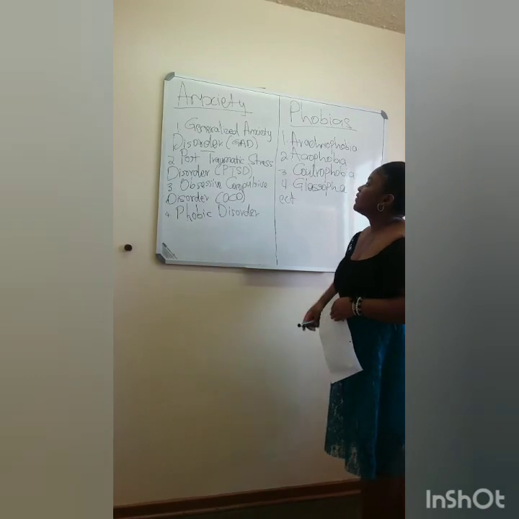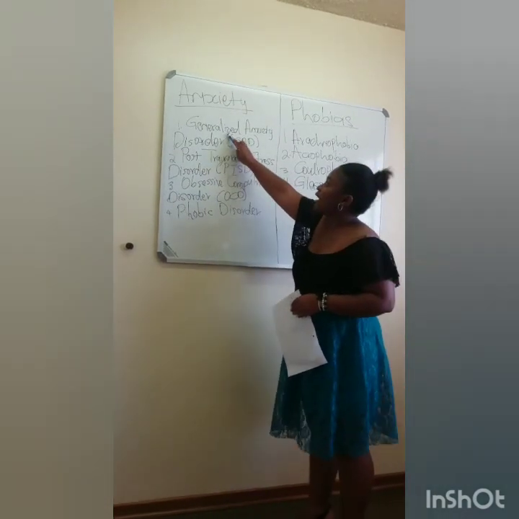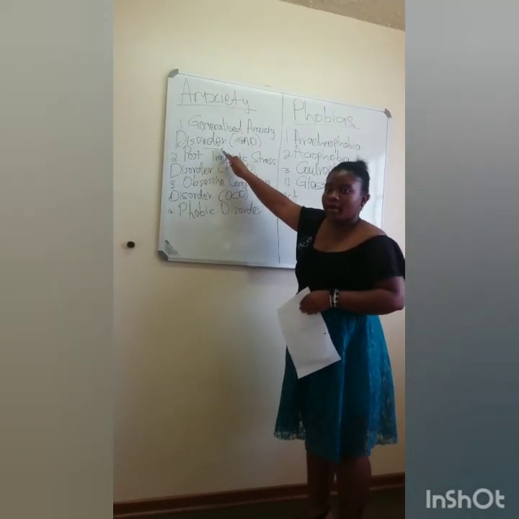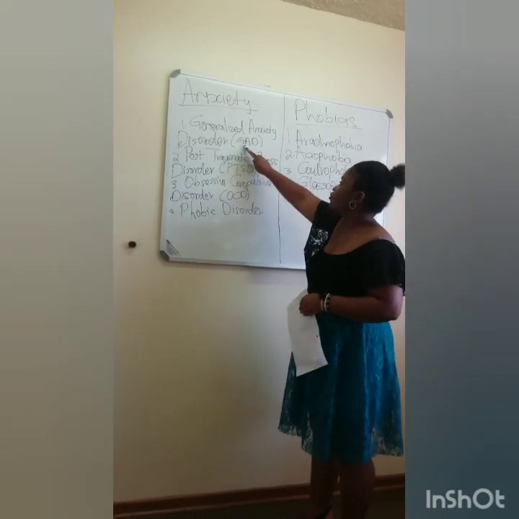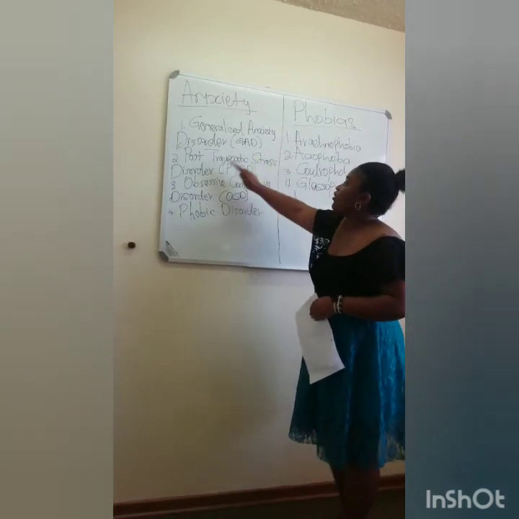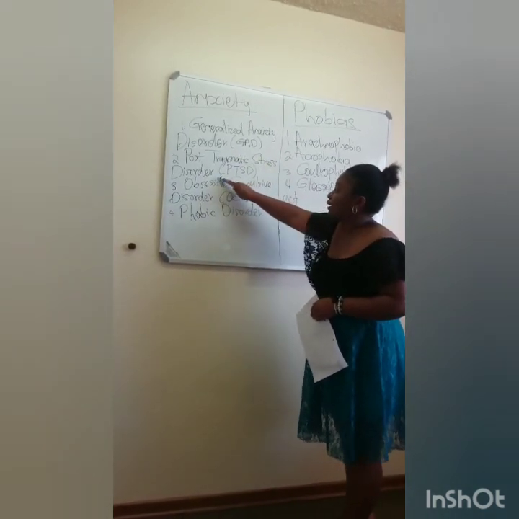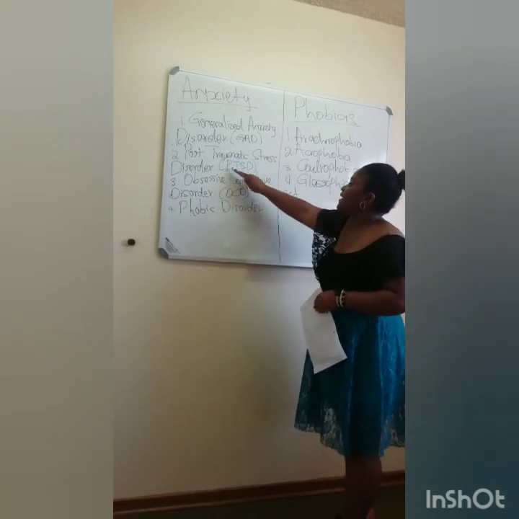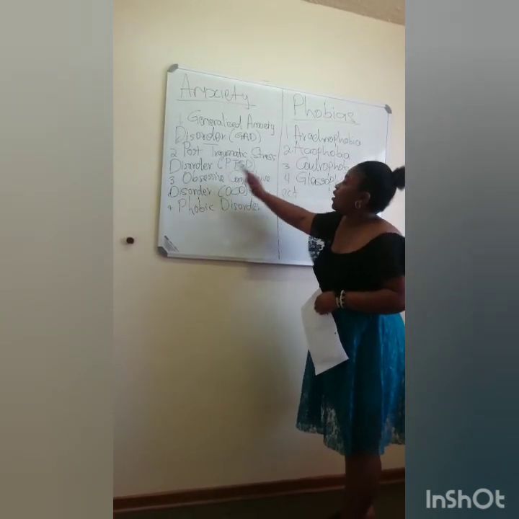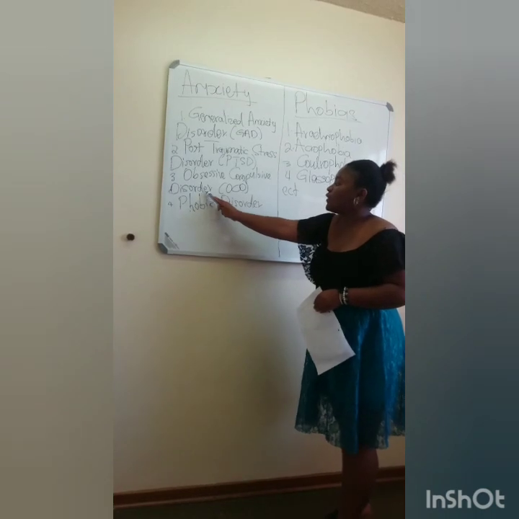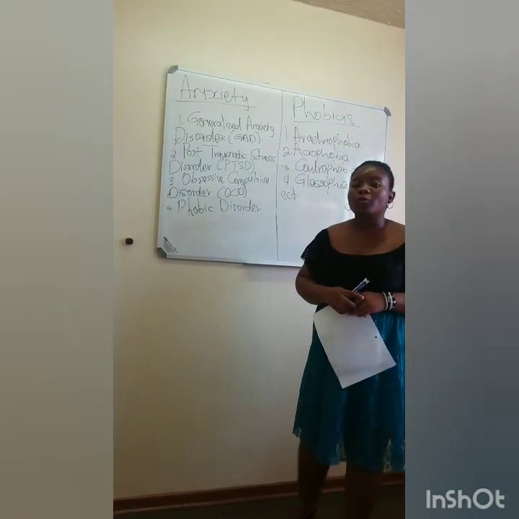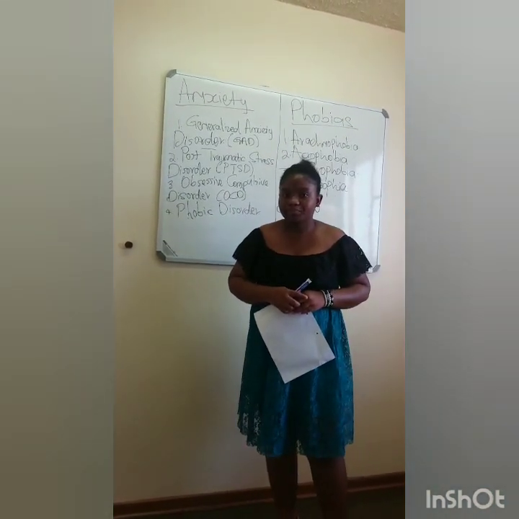So the first anxiety that we're going to be talking about is generalized anxiety disorder, abbreviated to GAD. We have post-traumatic stress disorder, abbreviated to PTSD, obsessive compulsive disorder, and lastly, phobic disorder.